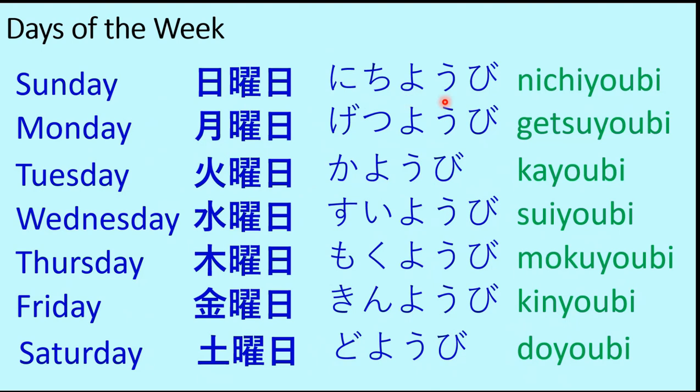Yobi you can write completely in hiragana like this, and you can replace this with nichi, getsu by this symbol, ka with this symbol, but for yobi you can write in hiragana like this. So nichiyobi, getsuyobi, kayobi, suiyobi, mokuyobi, kinyobi, and doyobi. These are the seven days of the week in Japanese.